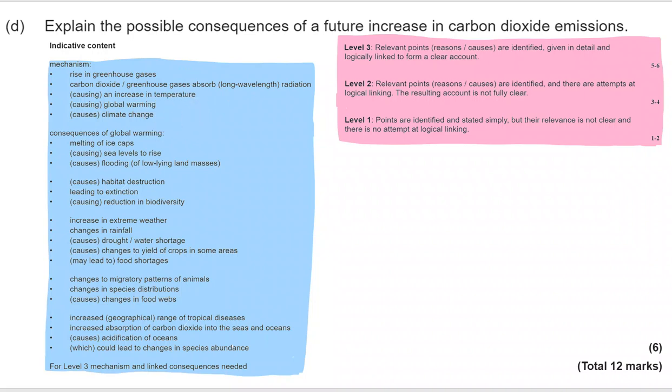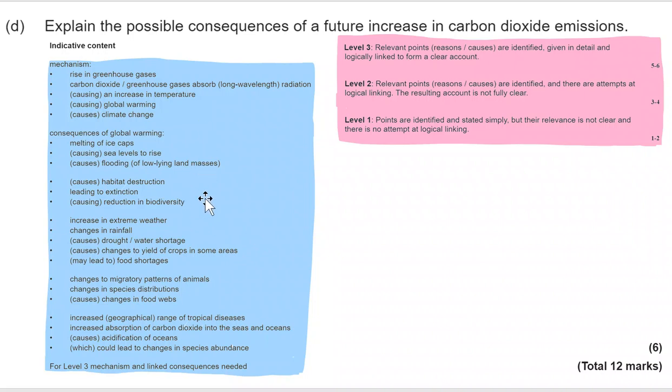And then we've got the consequences. Ice caps melt, sea levels rise, we might lose low-lying land to flooding, temporarily or permanently. We might lose habitats for animals, which leads to extinction, which reduces biodiversity. We might have more extreme weather, changes in rainfall. We might have more droughts. We might have damaging effects on the yield of crops, which means food shortages, which means that food prices go up.